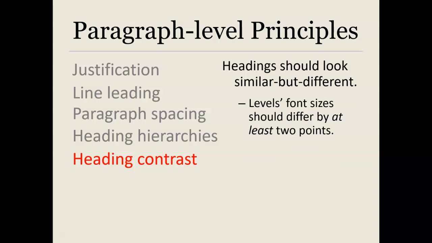I would also recommend that levels' font sizes should differ by at least 2 points. So when you start picking fonts and you say, like, I want this to be so big, those are measured in quote-unquote points. A level 1 heading should be at least 2 points bigger than level 2. Level 2 should be at least 2 points bigger than level 3. I would recommend probably more than that, but at the very least 2 points. If it's only 1 point, it's almost impossible to see the difference. If it's 2 points, it's usually fairly subtle.